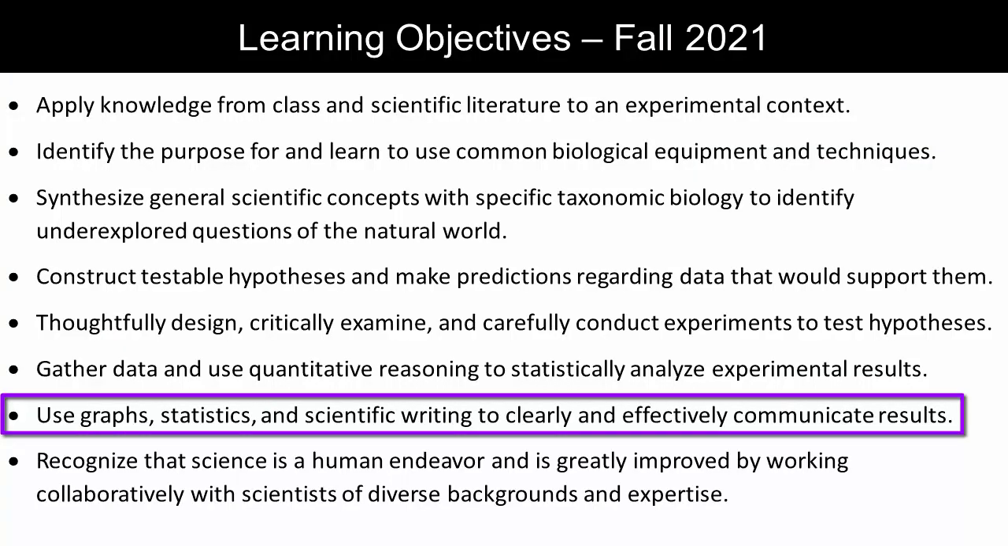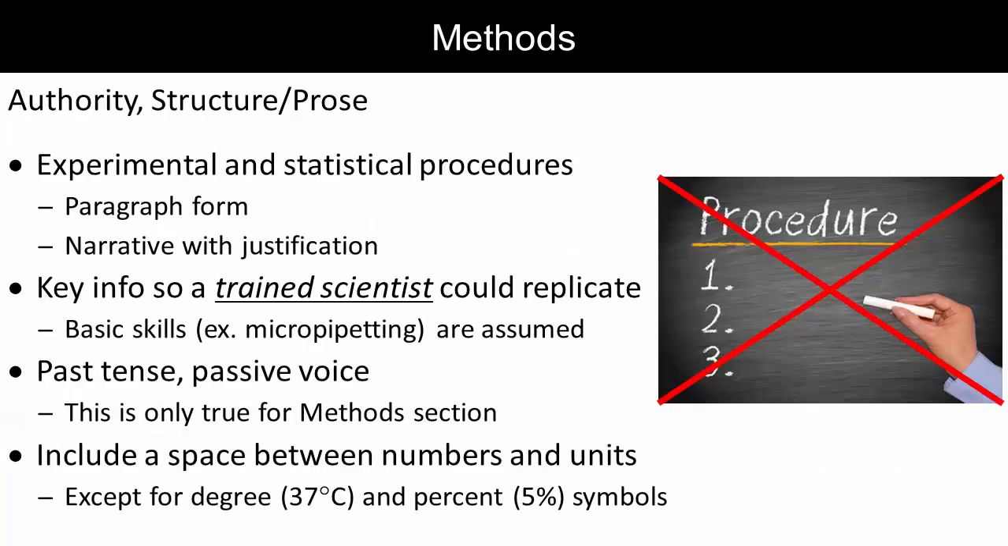In this video, we are going to continue our discussion on effective science writing, focusing on the methods and results sections. Looking at the rubric, the methods section doesn't have its own category associated with it, the way argument is linked to introduction and evidence is linked to results. But parts of the authority and structure/prose categories apply here.